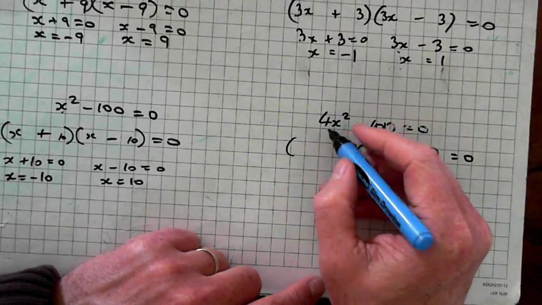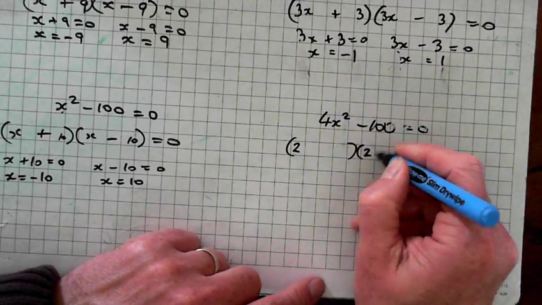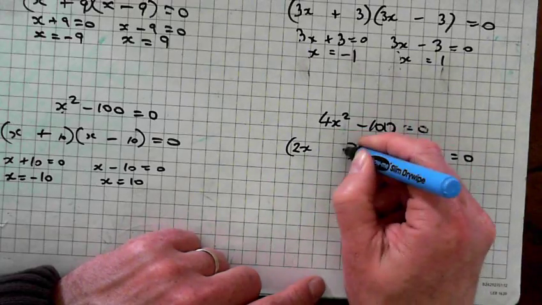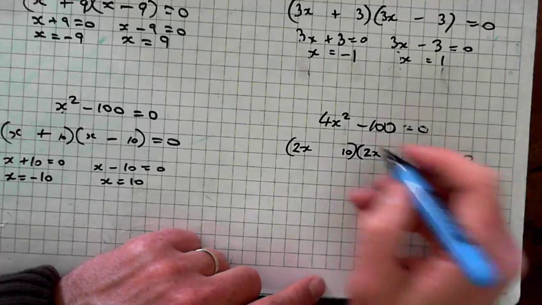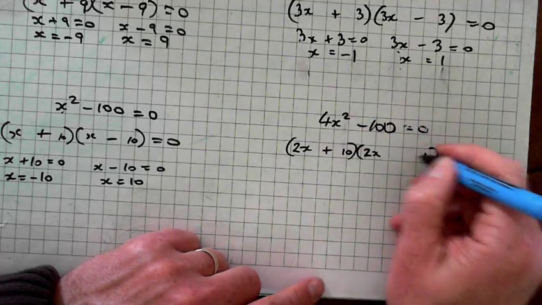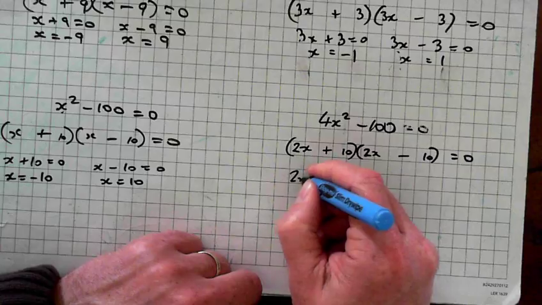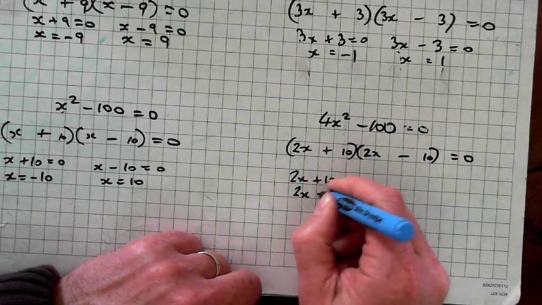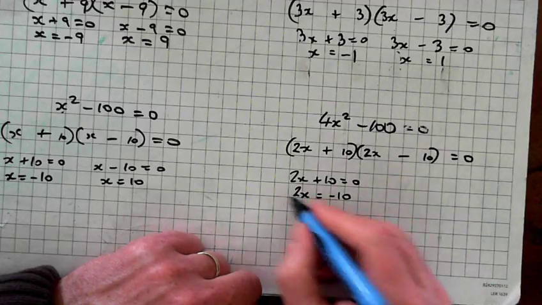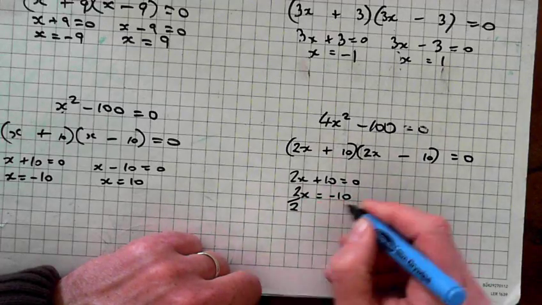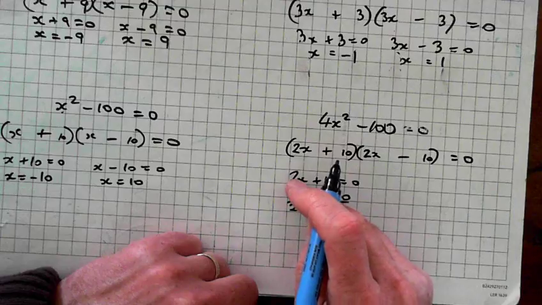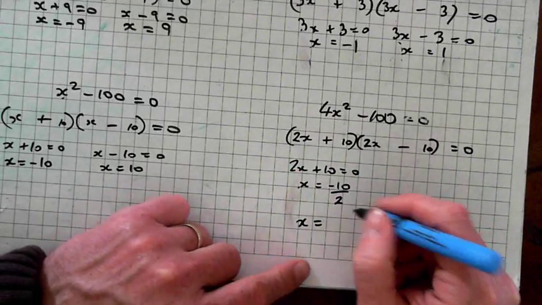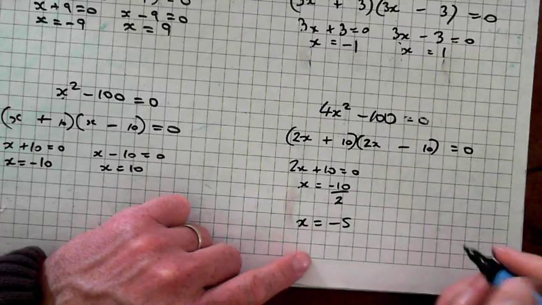How do we get a 4? Well, it's a 2 by 2. How do we get an x squared? x by x. How do we get 100? 10 by 10. How do we get a minus? Plus and minus. 2x plus 10 is equal to 0. Move the plus 10 across. 2x is equal to minus 10. I want to get rid of the 2, so divide by 2. 2 divided by 2 is 1. x is equal to minus 10 divided by 2 on the calculator is minus 5.